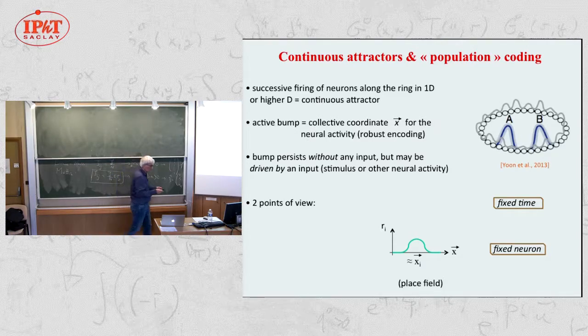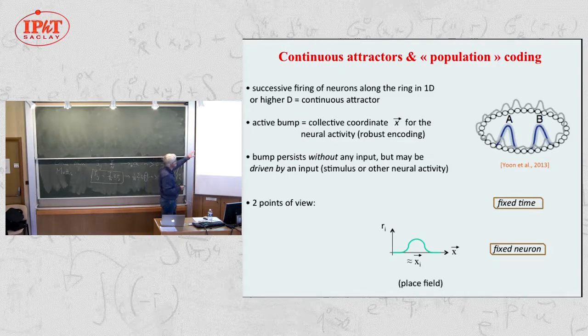So people were interested in this kind of model in the context of neuroscience, because you see, we have a population of very noisy neurons, but still some kind of collective coordinate is emerging and is very robust. And this is the location of the bump here. So it's a way to encode in a population, in a robust way, a single effective coordinate. Of course, if you do that in 2D, there will be two coordinates. Depending on the dimension of the attractor, you will code for more than one coordinate.